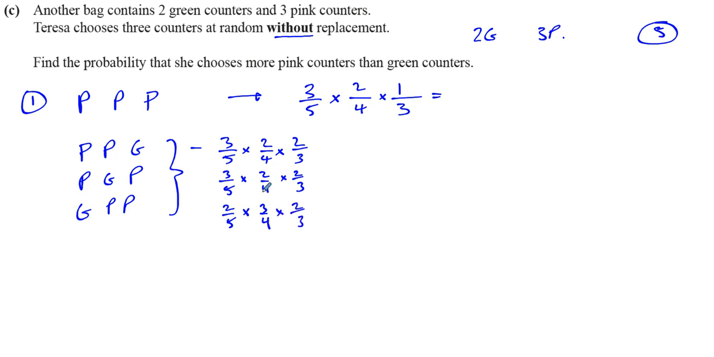So basically, if you multiply the numerators, you're going to have 3 times 2 times 2, 3 times 2 times 2, 2 times 3 times 2, same thing, and same with the denominators. So what we could actually do for this, instead of multiplying them out separately and adding them together, we can say then that's equal to 3 times one of them. So 3 times 3/5 times 2 quarters times 2 thirds.